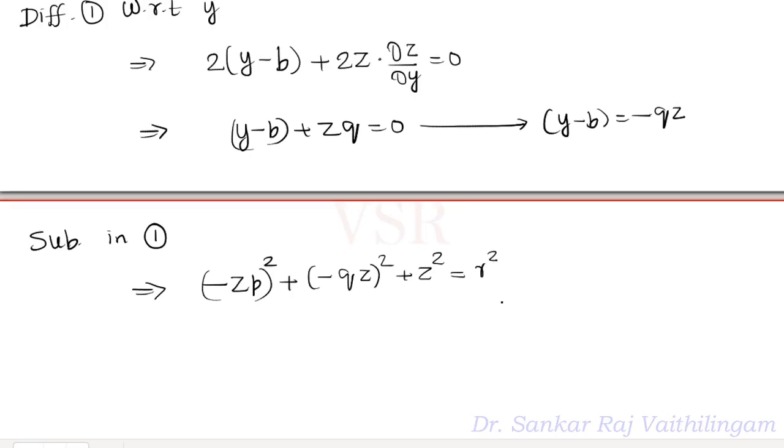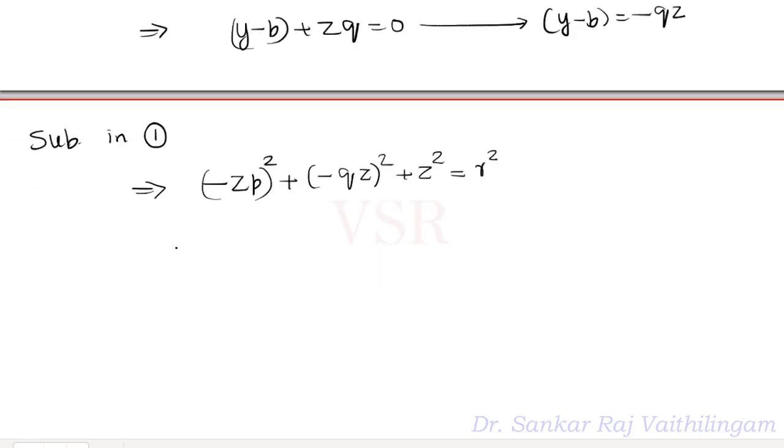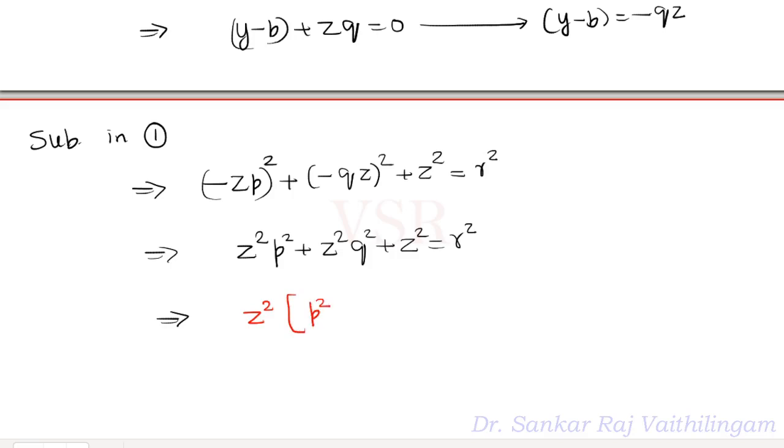Note carefully, this r square is a fixed constant. So this implies z square p square plus z square q square plus z square is equal to r square. That is the PDE. Taking z square common, we'll have z square times (p square plus q square plus 1) equal to r square.